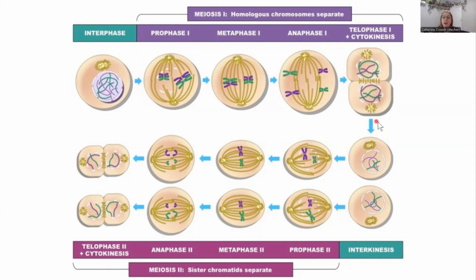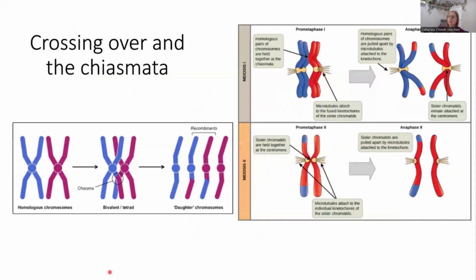Meiosis 1, not similar to mitosis because crossing over occurs and my homologous pairs are separated instead of my sister chromatids. When I am done, I will have 4 cells that are genetically different from each other, and those will turn into sperm or egg. Let's talk a little bit about crossing over. I've got 2 visuals for you.